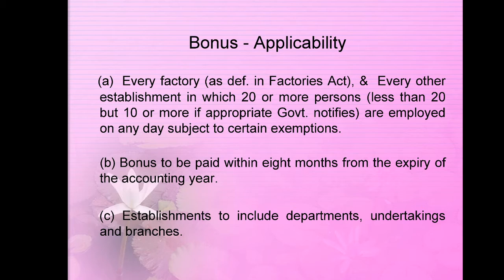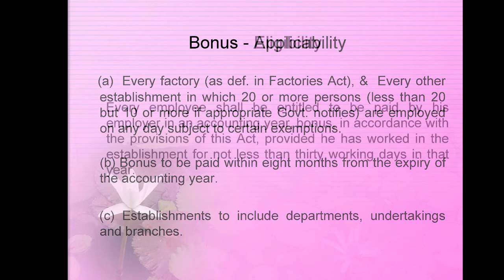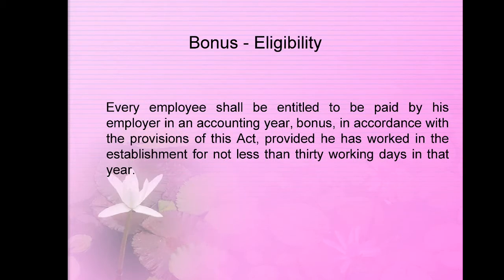And it applies to establishments, including departments, undertakings, and branches, wherever this sort of organization is there. For each and every department, and also for undertakings and all the branches, it is applicable. And eligibility: the persons who are working for more than 30 working days in a year are eligible to get bonus. Actually, this is the minimum eligibility. If you're working in an organization and you crossed 30 days, you are also eligible to get bonus. That is the minimum eligibility.